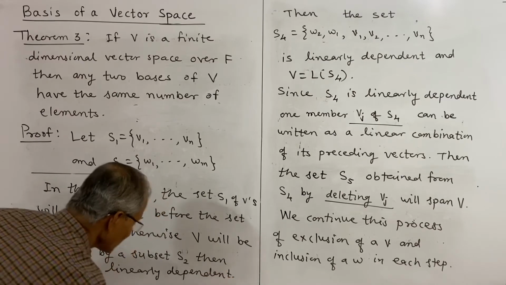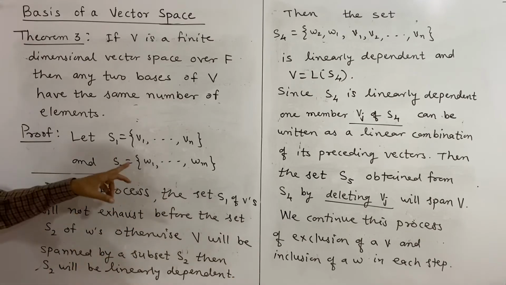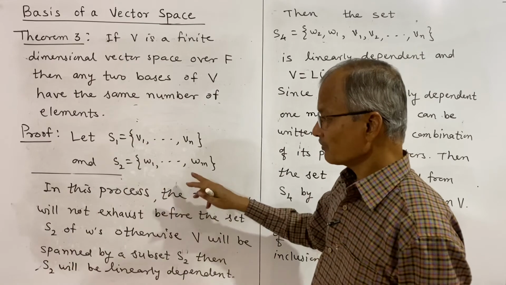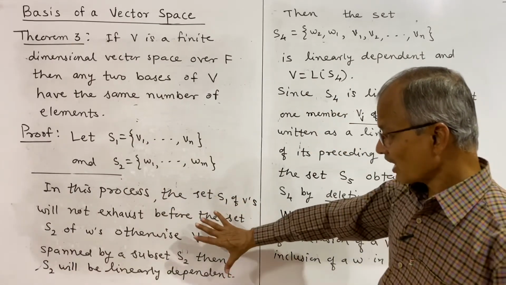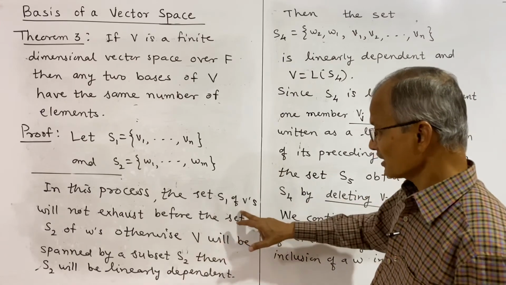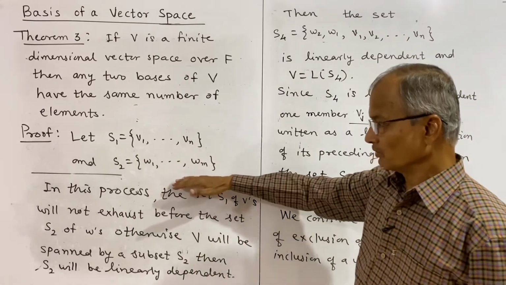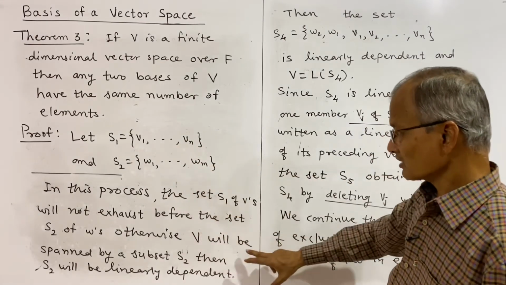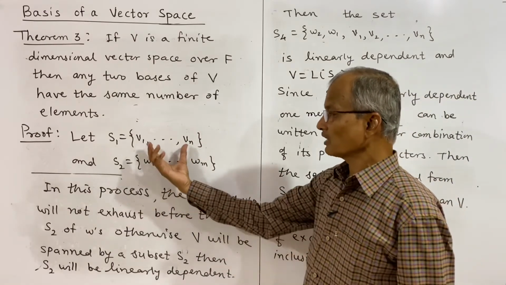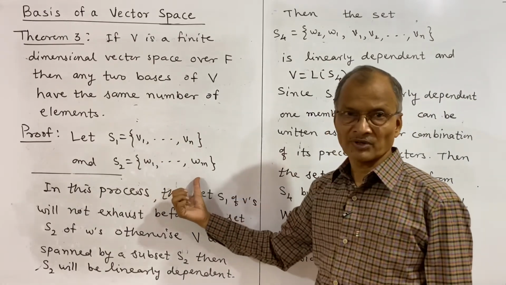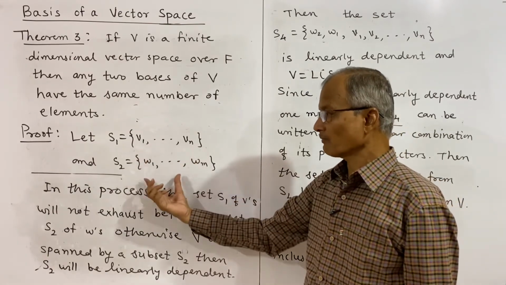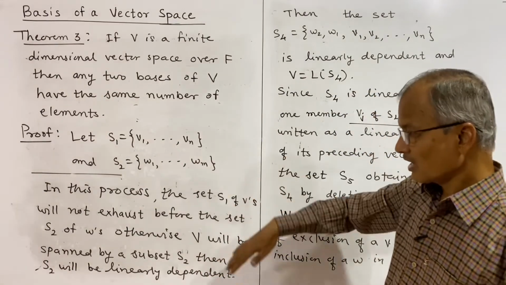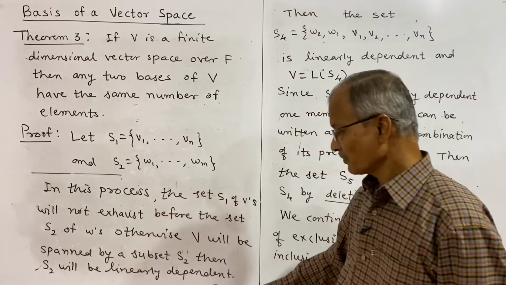So therefore this will not happen, because it is linearly independent. S2 is a basis and it must necessarily be independent. So what we are writing is important. In this process of replacement of V's by W's, V's will not exhaust earlier than W's, because if that happens, then this W will take the place of V, and a few W's will not be included in S1, and that is a subset of S2, and a subset of S2 spans the vector space, and that means S2 will be linearly dependent.